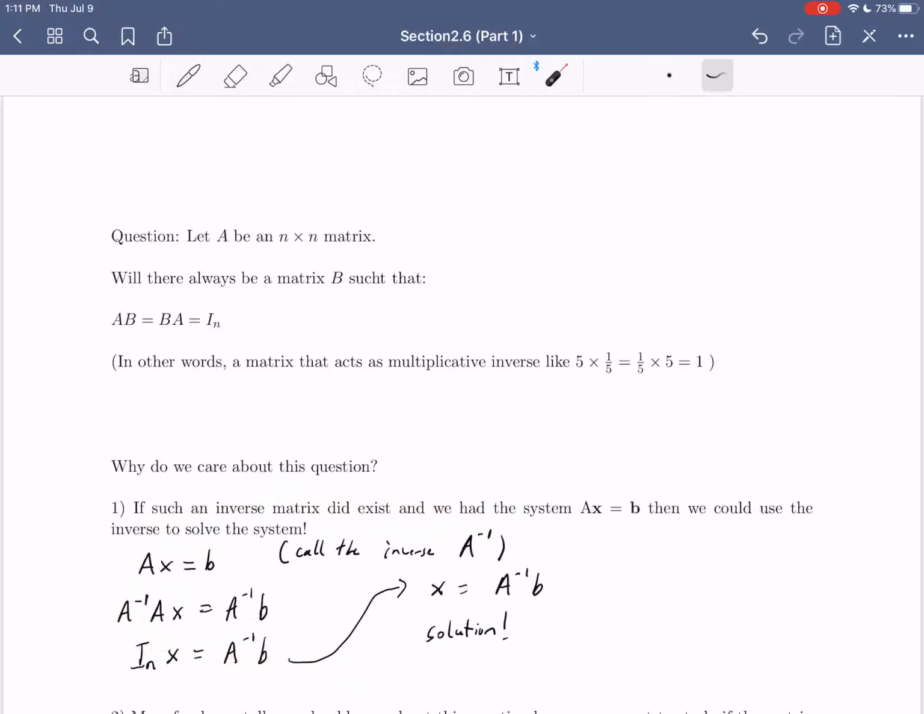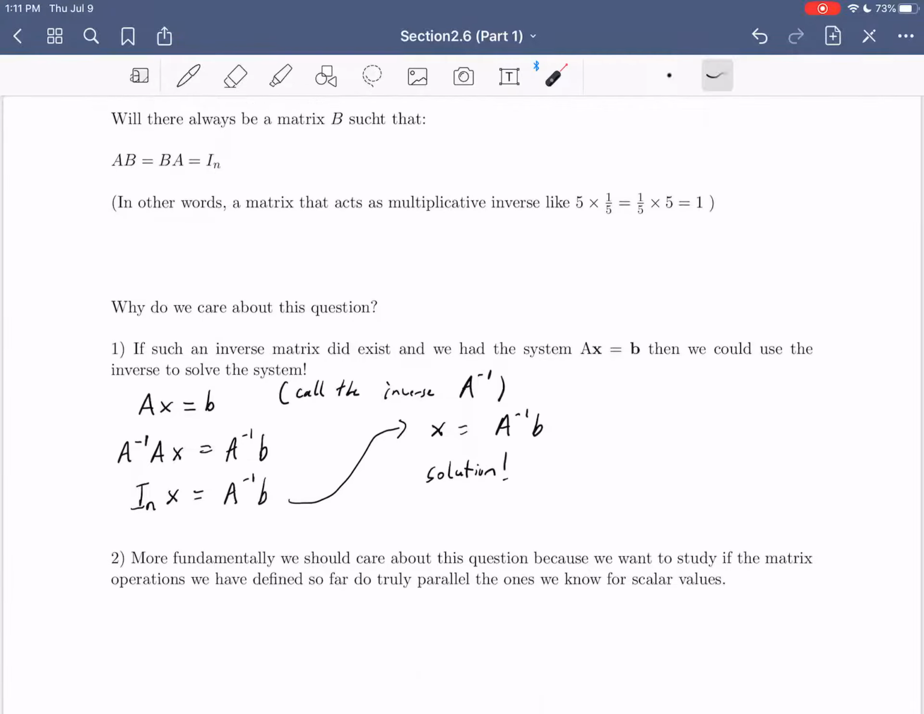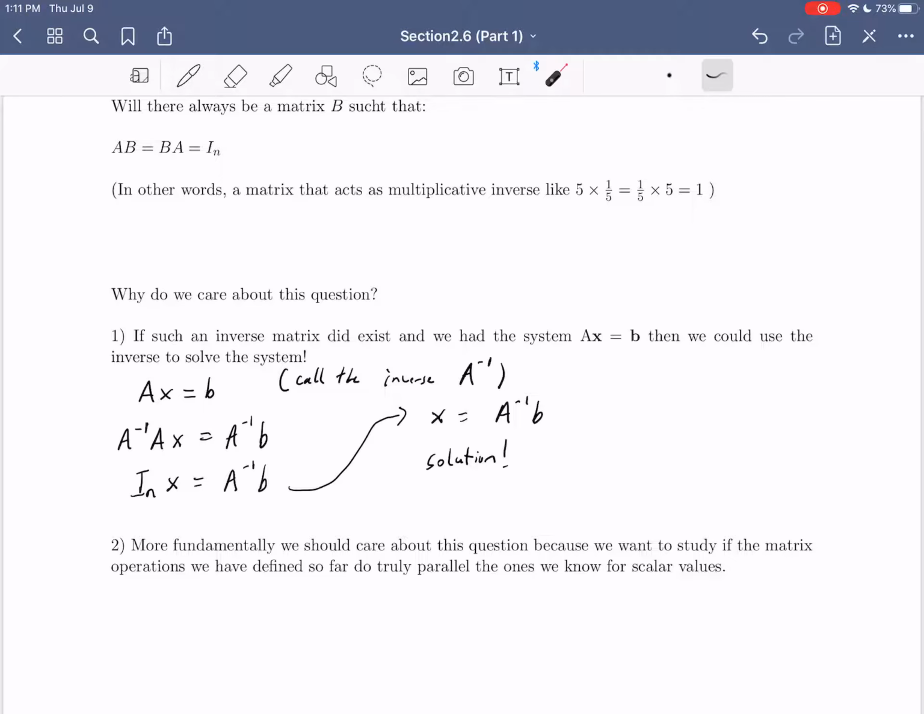Now, this is one reason why we should definitely explore this question, but I actually believe there's a second, even more general and bigger reason why studying the inverse of a matrix is worthwhile. More fundamentally, the real reason we care about this is because we want to study if these matrix operations we've defined really parallel the ones we know for scalar values. Since we introduced these matrices as new mathematical objects and defined the operations, addition, scalar multiplication, matrix multiplication, all those types of things, we've been trying to understand what are the similarities and differences between standard scalar addition and scalar multiplication.